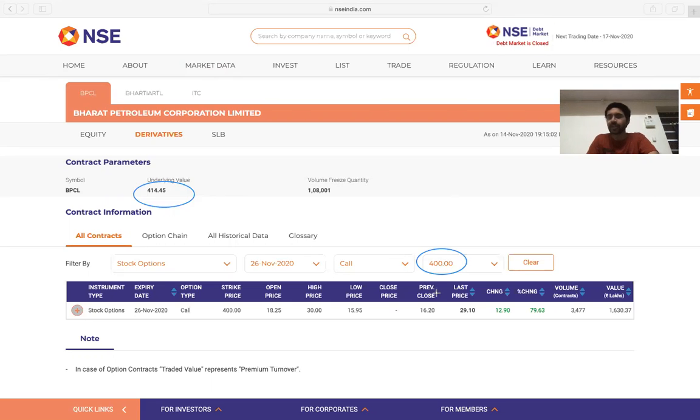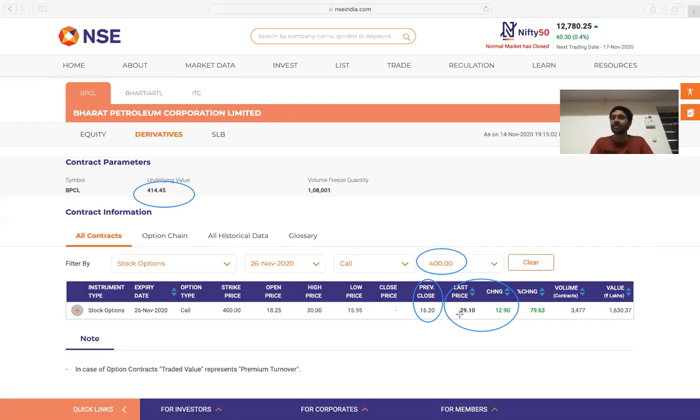Now, if you look at it, the call premium has increased by 12 or 13 rupees. The current premium is 29. Yesterday, the previous close was 16.2. It increased by 12.9, from 16.2 to 29.1. So when the share price increases, the call option price increases. But there is one wrong thing over here.